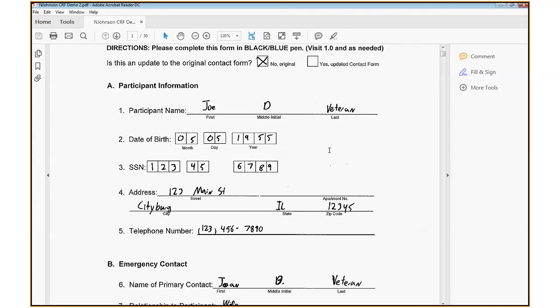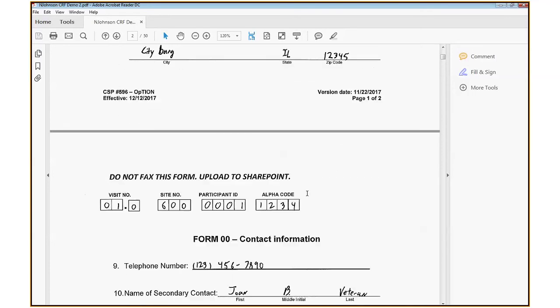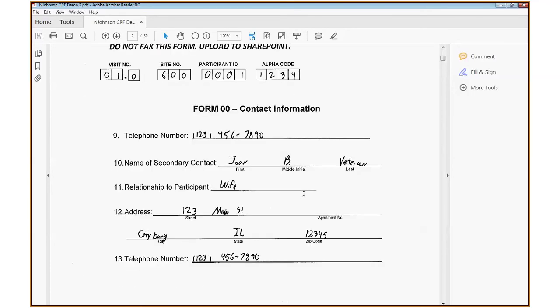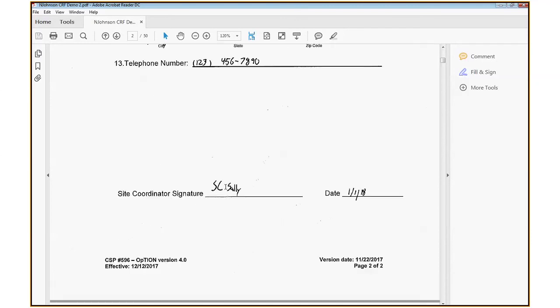And just so you know, all this information is completely made up. We put in his emergency contact information of Joan B. Veteran, his wife. It is useful to make sure that you have an alternate contact just so you can try and reach them and to also provide assistance in keeping in contact with the participant. You want to keep in all other associated information, and then it should be signed at the end by Site Coordinator Sally.